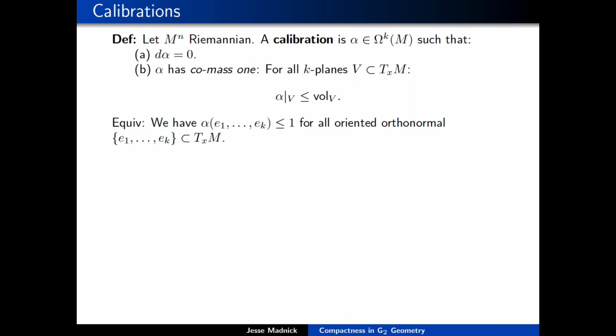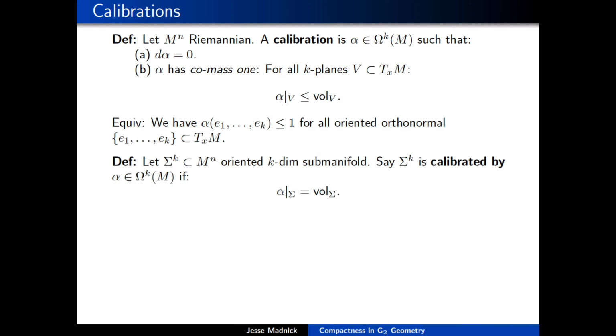Let M be a Riemannian manifold of dimension n. A calibration on M is a k-form such that two properties hold. First, it's closed, and second, it has comass 1, meaning that for all k-planes V in the tangent space of M, alpha restricted to V is at most the volume form of V. An equivalent definition, which is maybe somewhat more intuitive, is that alpha of e1 through ek is at most 1 for all oriented orthonormal collections of k vectors in the tangent space of M.